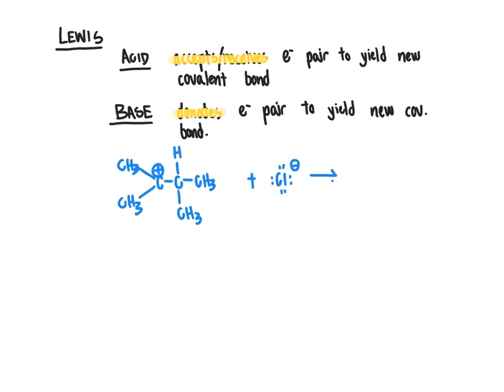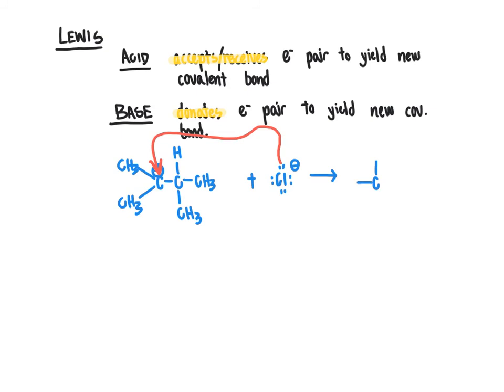And what we're going to show here is that the chloride anion, being negatively charged and having an excess of electrons, is very, very attracted to that positively charged carbon. Opposites attract after all. And so it's going to come over and form a covalent bond to that carbon of the carbocation. So we can go ahead and draw the product that would result from what we've just shown here.